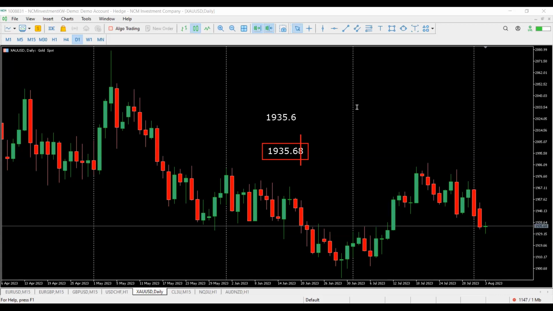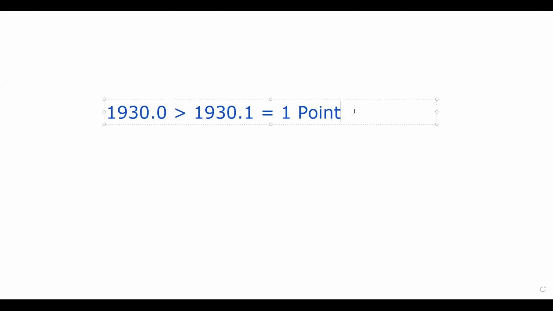And how does the price of gold actually move? We'll go to the white screen. That's much better. I'm going to write it here for you. If the price of gold is 1930, we will not write the second digit. If it goes to 1930.1, this is a movement of 1 point. You shouldn't call it pip, because pip is actually for currency traders. It's used for currencies. This is 1 point.